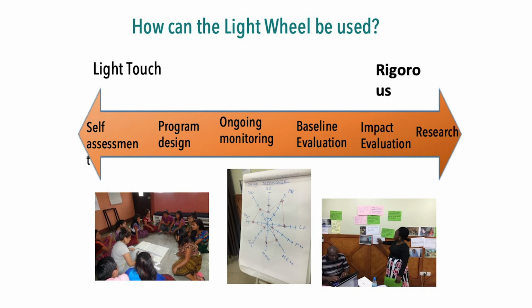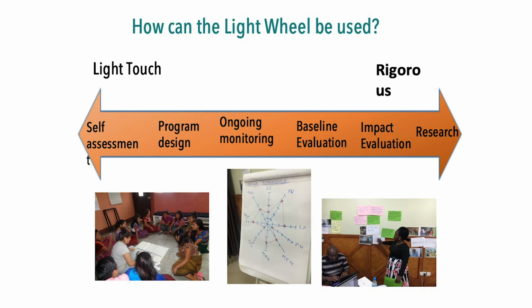And then we're seeing our programs using the light wheel to conduct baselines, looking at, you can see there the matrix diagram where you can see where the community is today in a holistic way, and then that can be used and built upon for ongoing monitoring and impact evaluation.